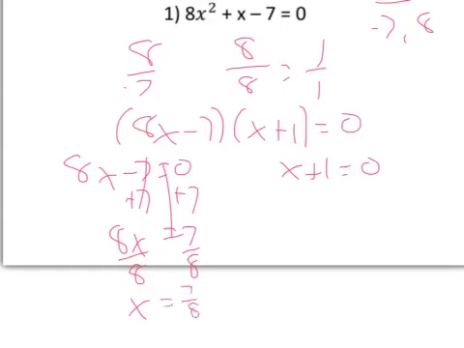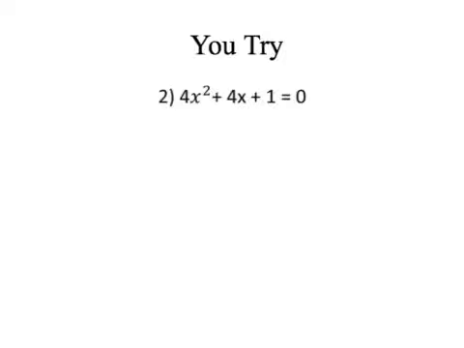And then the second one, you just need to subtract 1 from both sides to give you x is equal to negative 1. So 7/8 and negative 1 are the roots of the quadratic. They're where the graph crosses the x-axis. Go ahead and pause and do the final you try.